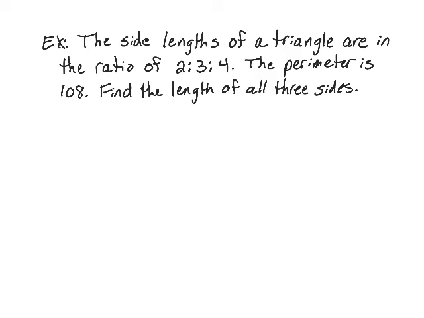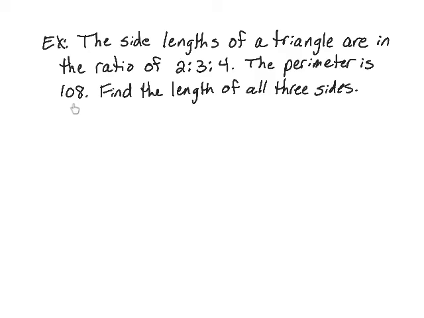Finally, we can also have a ratio just within a single triangle. The side lengths of a triangle are in the ratio of 2 to 3 to 4. Those are not the lengths of the sides, it's the ratio of the sides. And the perimeter is 108. Find the length of all 3 sides. So when you have a problem like this, we don't really use it as a scale factor this time. We have to write an equation, okay?